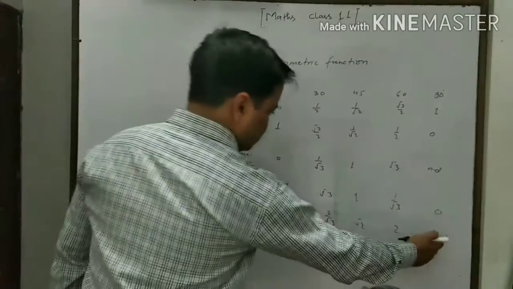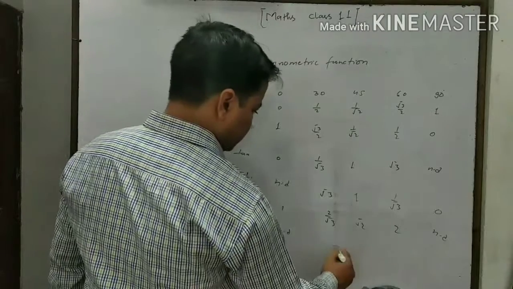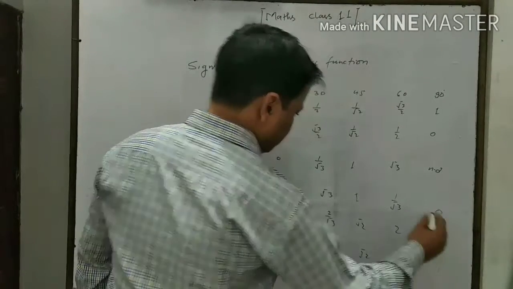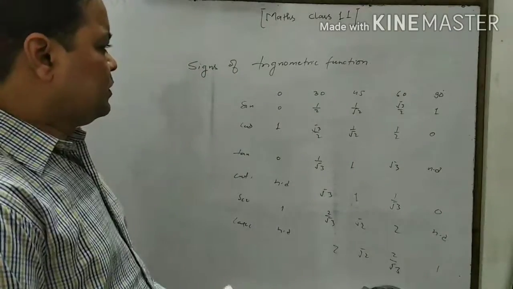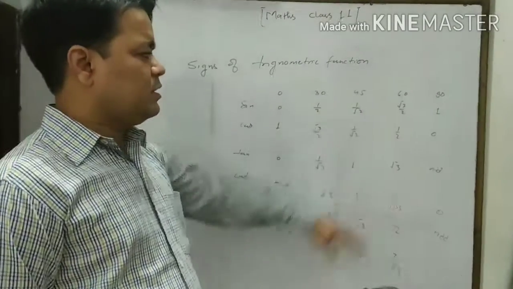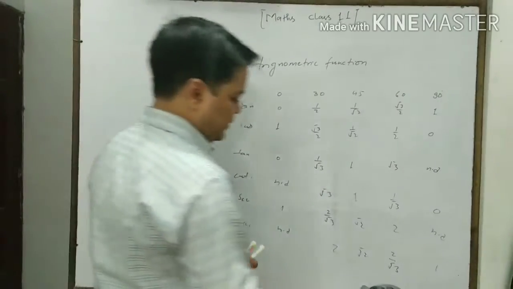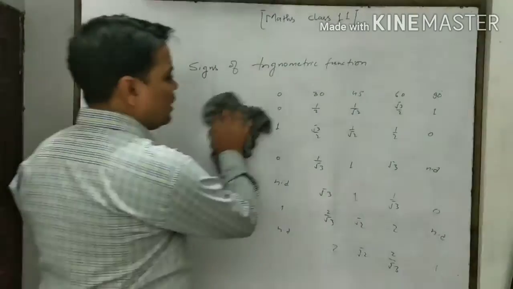Or we can write here also this value same, again here 2, here root 2, and here 2 by root 3, and here 1. In this way, all these things we discuss in class 9th and 10th.